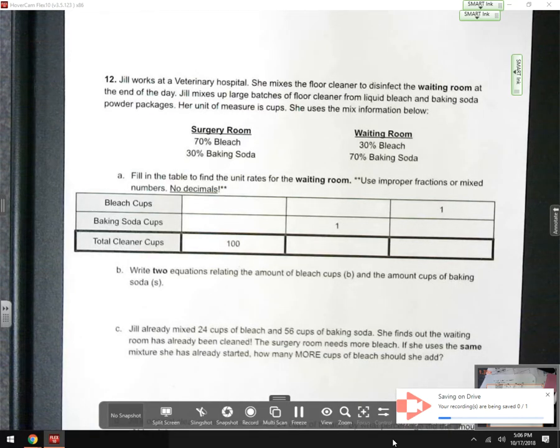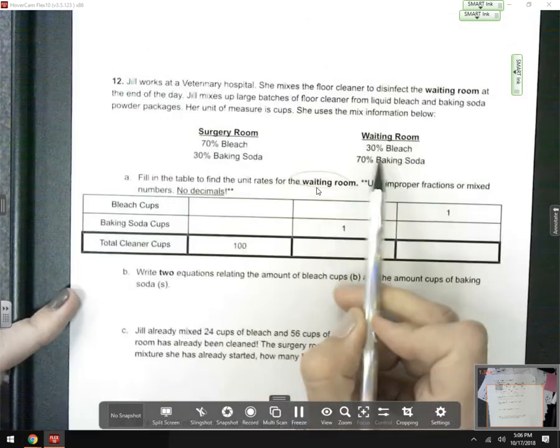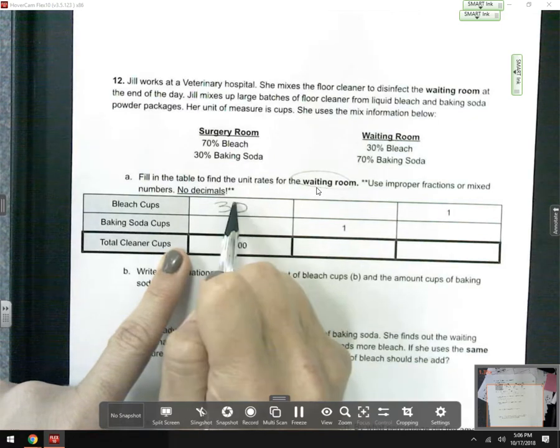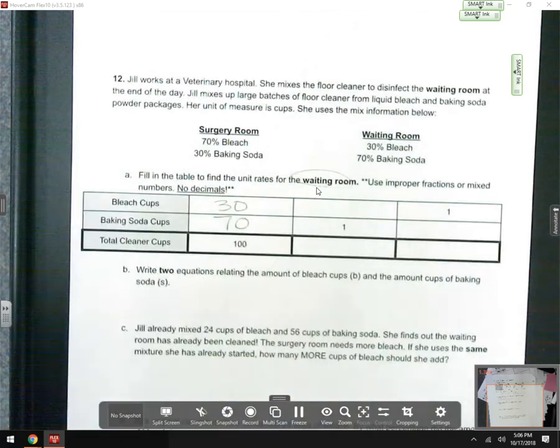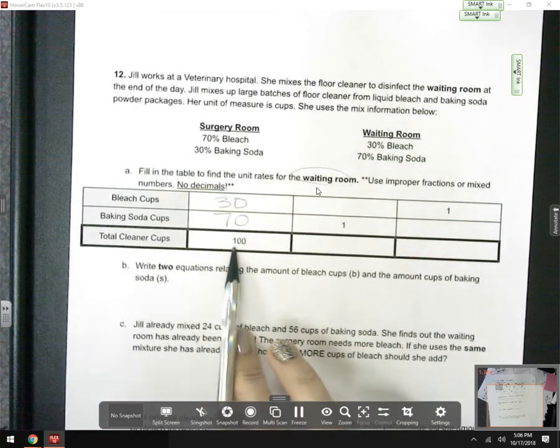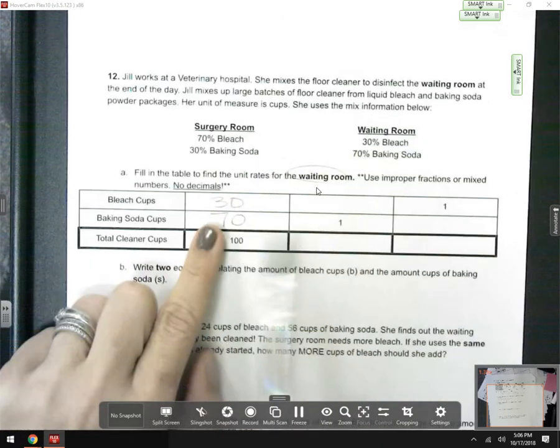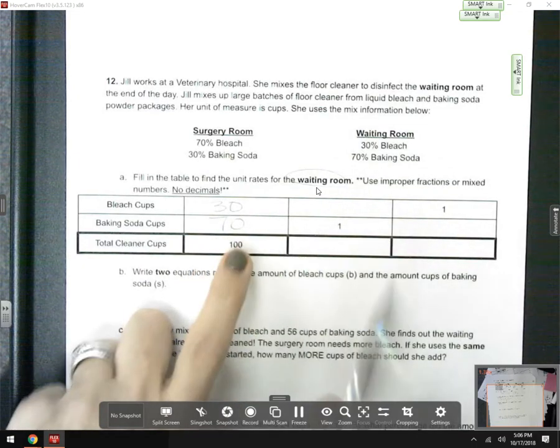In both cases, we're looking at percent to percent ratios. So we're first looking at the waiting room. This is important information. In the waiting room, we've got a ratio of 30% bleach to 70% baking soda, which makes a whole of 100. So we want to know, what if we're scaling it down to using only 1 cup of baking soda?